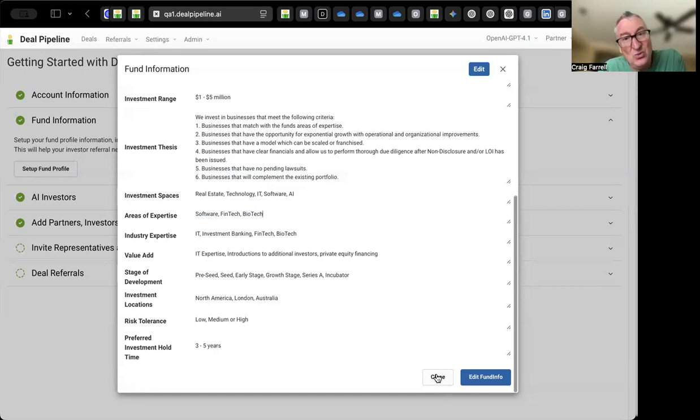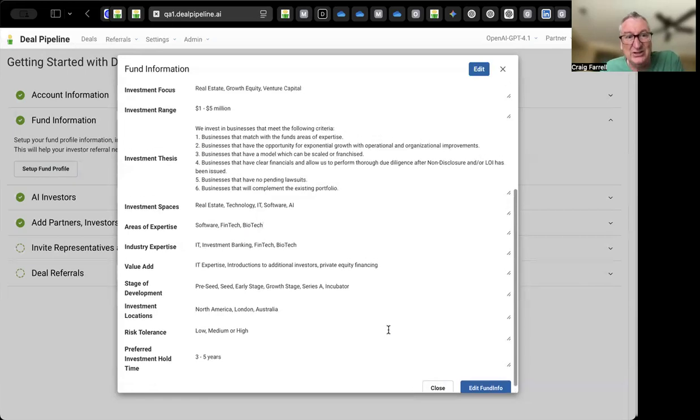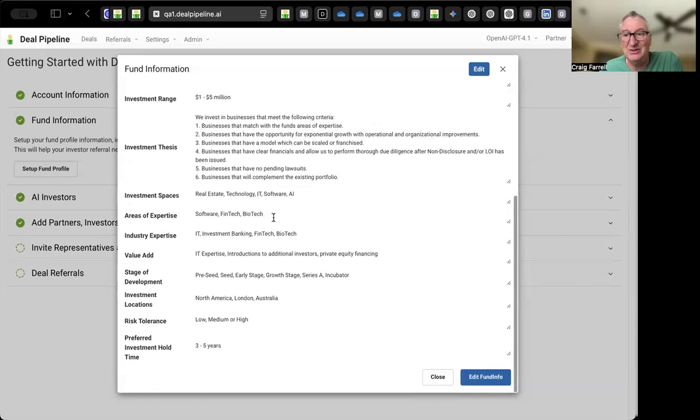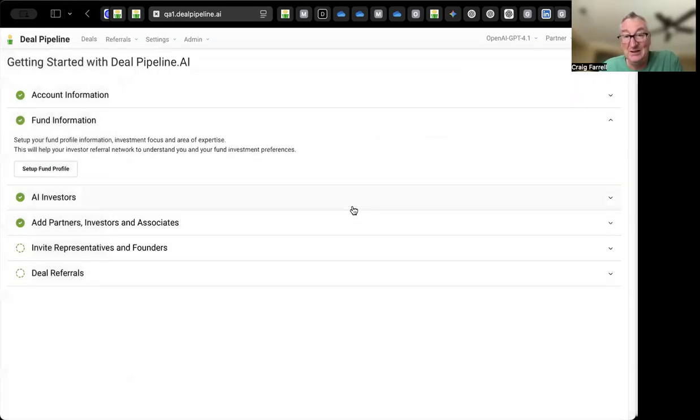And it's also one of the ways that you're going to tailor the AI specifically to you and specifically to your fund, because the same deal will get a different score and a different recommendation depending on what the fund is and who the fund is, because of information like this. Your fund is going to be different to someone else's fund, so it will make a fund specific recommendation when it talks about a deal.